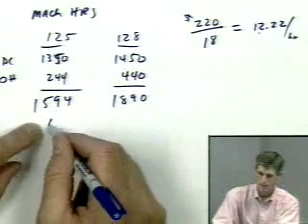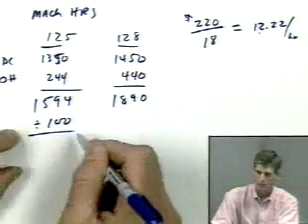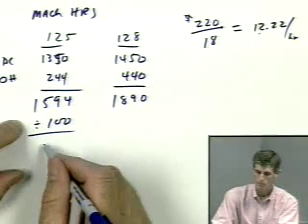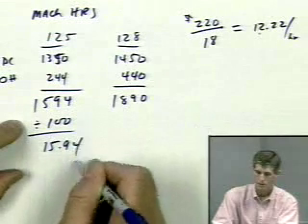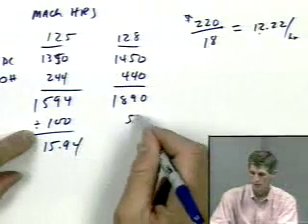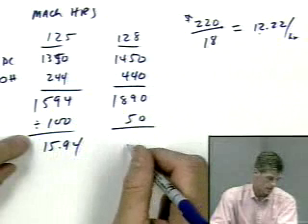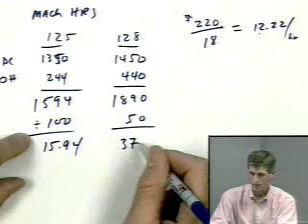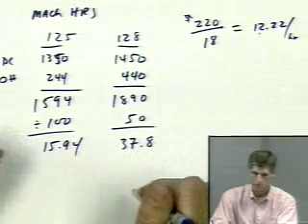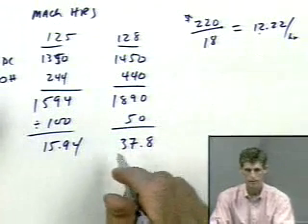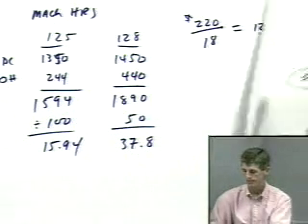For Product 125, we produced 100 of them, right? So the cost per unit is how much? 15.94. Over here we produced 50 of them. So the cost is 37.8, give or take.